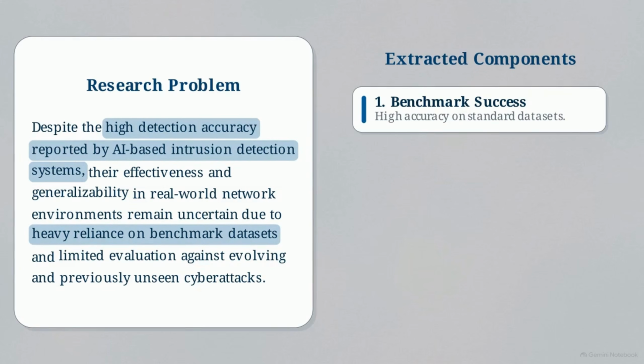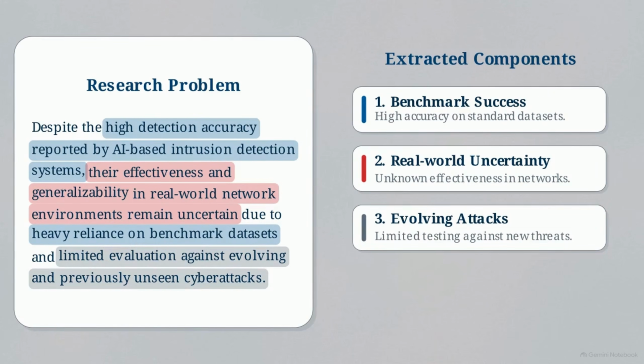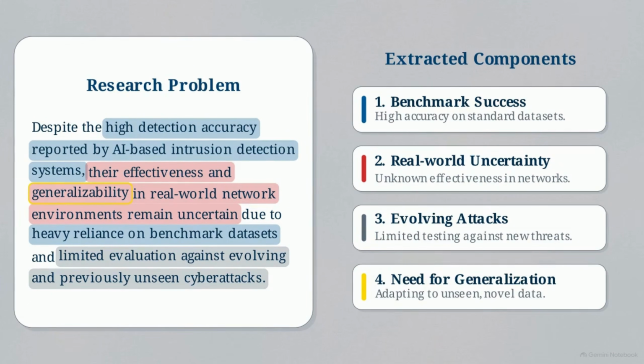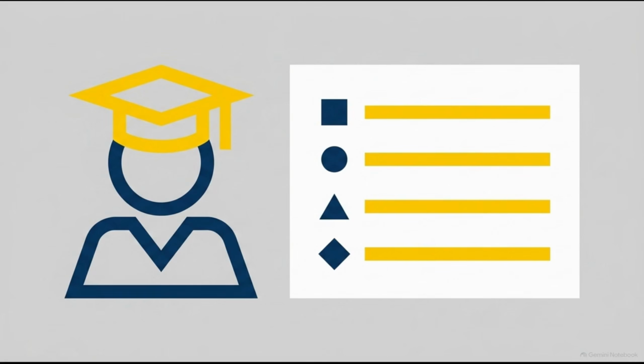The first extracted component is the high performance of existing models on standard benchmarks. The second is the uncertainty of their performance under real-world network conditions. Next, we extract the third component, the distinct challenge created by unseen and evolving cyber attacks. Finally, the fourth component identifies a potential need for an approach that improves model generalization. Breaking down the problem statement directly prevents you from asking one enormous, unanswerable question like, how can we solve AI cybersecurity problems? We now have a foundation of specific variables that can be individually investigated.